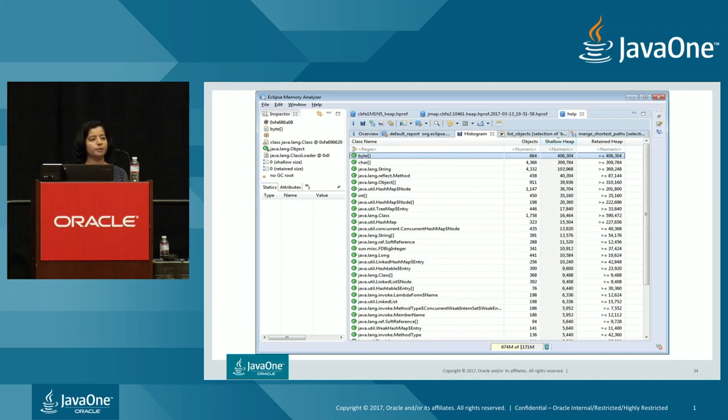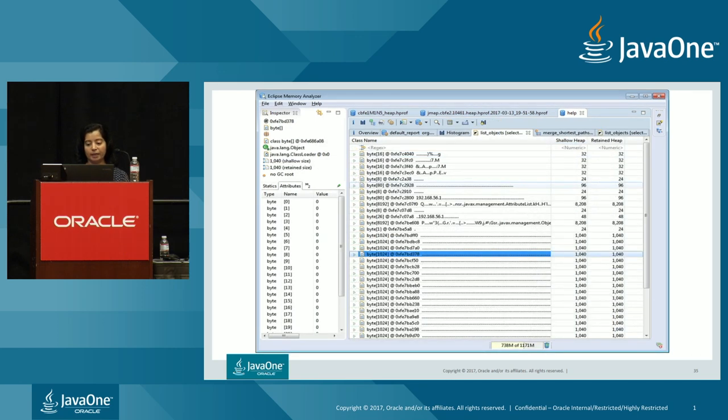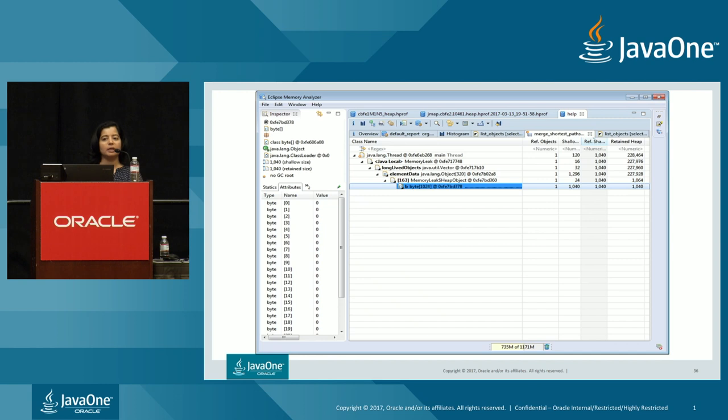Here I have a heap dump open in Eclipse MAT. In this case, we can see that the instances of byte array are taking up to 406 megabytes. In Eclipse MAT, we can go and look at the instances of this byte array, and here we can see a pattern: byte arrays of length 1024 are repeating. There are too many objects of 1024 length byte array. In Eclipse MAT, we can see the reference chains of these objects to their GC roots, which means the roots in the JVM which are holding on to these objects and not letting them be collected by the garbage collector. In this case, we can see that there is a vector, a long-lived object in the MemoryLeak class, which is actually responsible for holding on to these byte array instances.